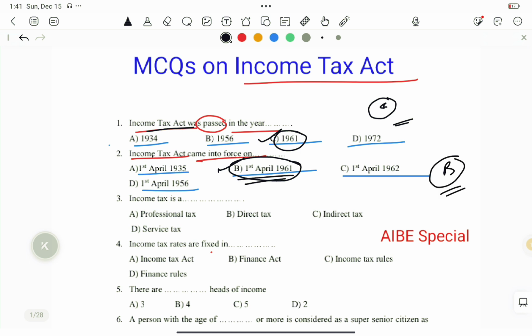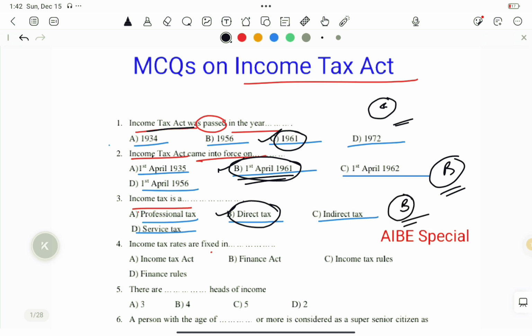Okay, so now moving to next question. Next question is, income tax is a dash. Let's see the options. Options are option A professional tax, option B direct tax, option C indirect tax, option D service tax. So in this case, the correct option would be our option B. That means income tax is a direct tax.